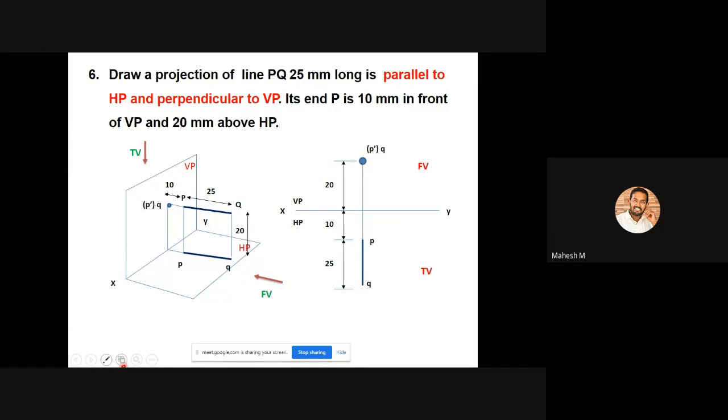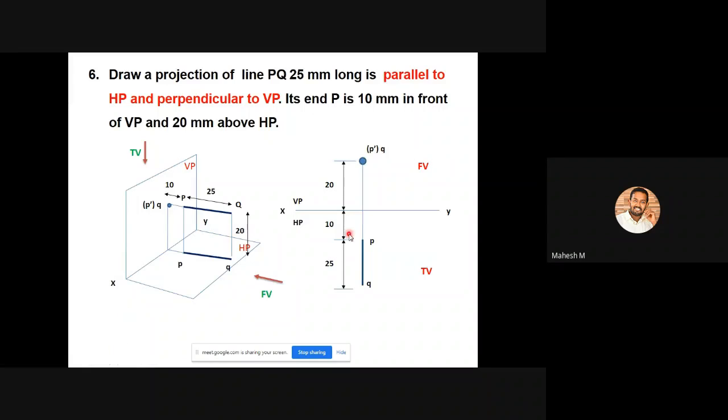Sorry, you don't have to worry about the second point. Okay, so you don't have to worry about the second point, that is called Q, because in this problem they have given only the distance for the point called P. Its end P is 10 mm in front of VP and 20 mm above HP.